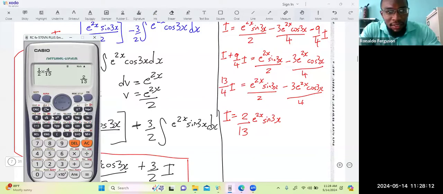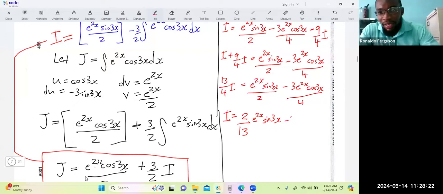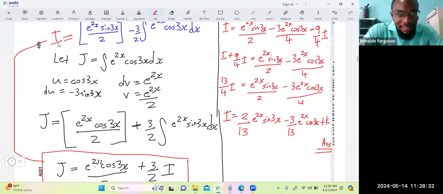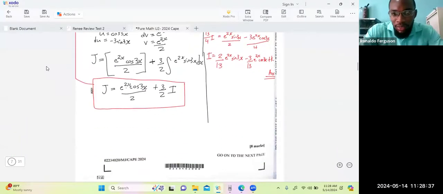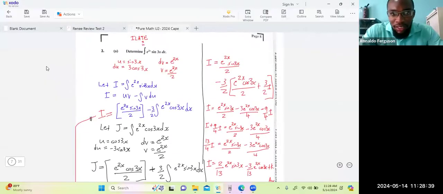And then now the next one is 3 over 4 times the 4 over 13. 3 upon 13, so minus 3 upon 13 e to the 2x cos 3x plus some constant k. That's that. Sweet. Easy so far, right? We start a question worth how many marks? 8 marks. We take it. Easy 8 marks.